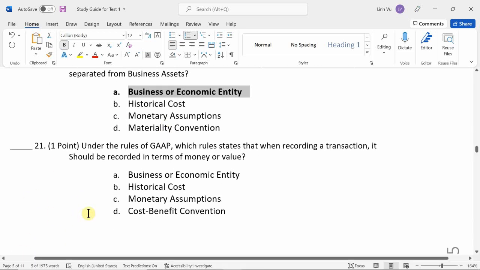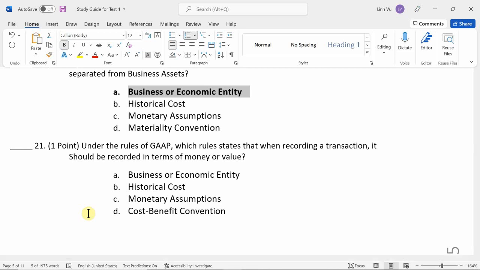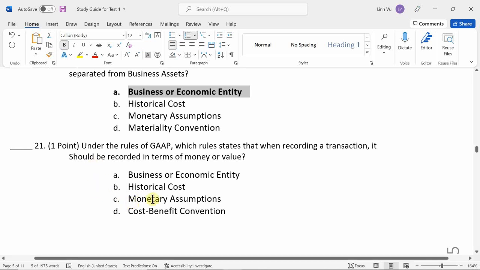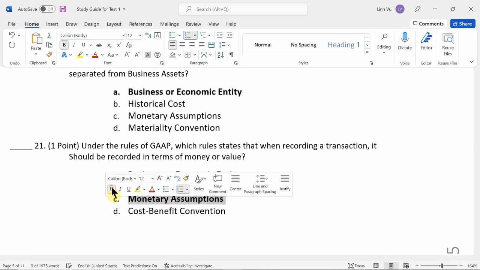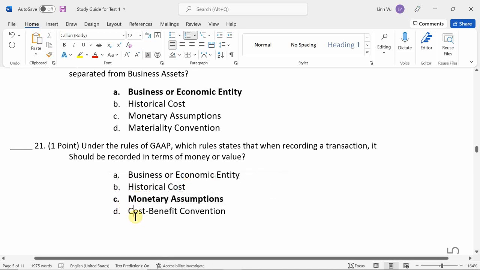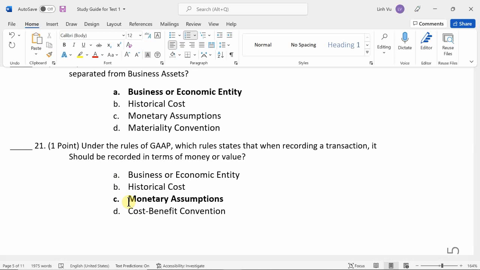Number 21. Under the rules of GAAP, which rule states that when recording a transaction, it should be recorded in terms of money or value? C. This one's a straightforward one because we dealt with terms of money or value. Monetary assumption would be it. Now, if you remember, I did mention this. I'm not going to test you on the different monetary assumptions, because there's monetary measurement, monetary unit. I'm not going to test you on that. As long as you know it belongs to monetary assumption is all I care about.